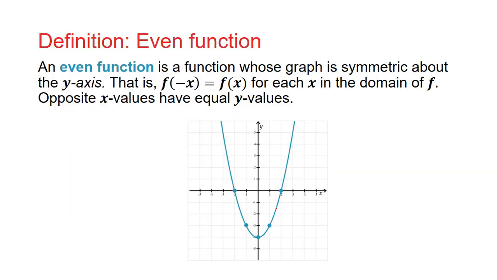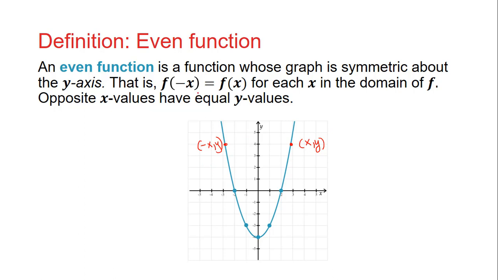We define an even function to be a function whose graph is symmetric about the y-axis. Recall that symmetry about the y-axis meant that if the point x, y was on the graph, the point negative x, y was on the graph. That is, opposite x values have equal or the same y values.